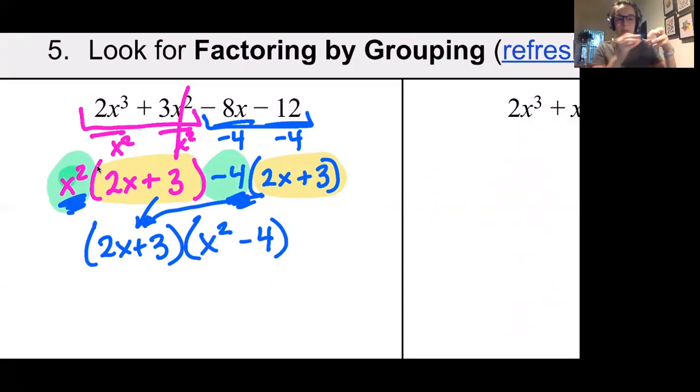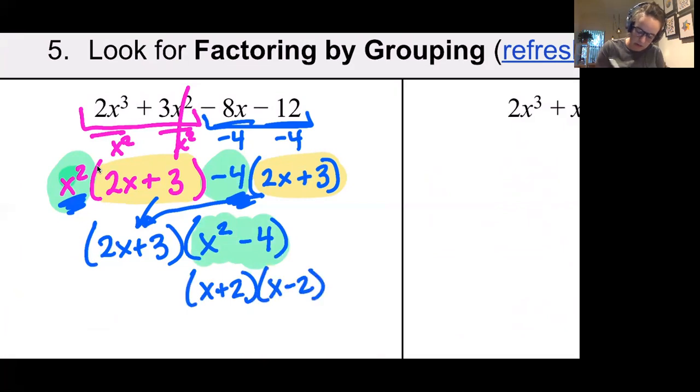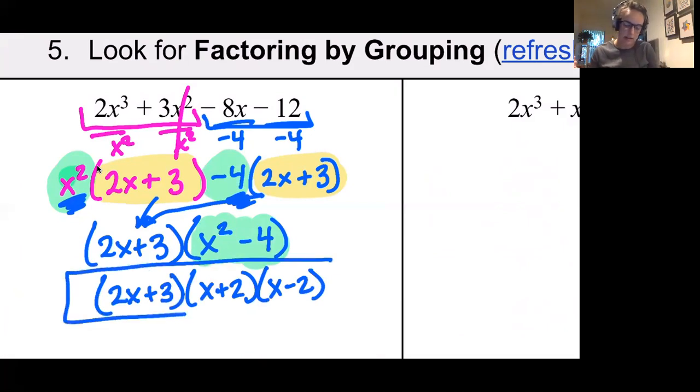So we took 2x plus 3 out of all 4. And then left over, when we divide that out, we have x squared -4. As you might be remembering, x squared -4 is a difference of squares. So we're going to break that into x plus 2, x minus 2, and we're going to be left with 2x plus 3. Right? That is going to be our answer altogether.